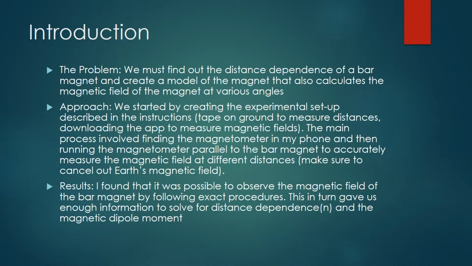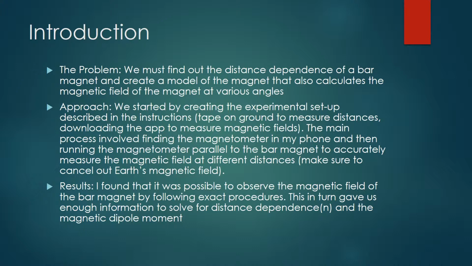The approach was well outlined in the instructions for this lab, and we set up the tape to measure the distances and also download the app to measure the magnetic fields. All this was done by making sure we cancel out Earth's magnetic field so we get more accurate readings for the magnetic field of our bar magnet. After doing this, all we had to do was run the magnetometer in my phone parallel to the bar magnet, and our readings were very accurate.